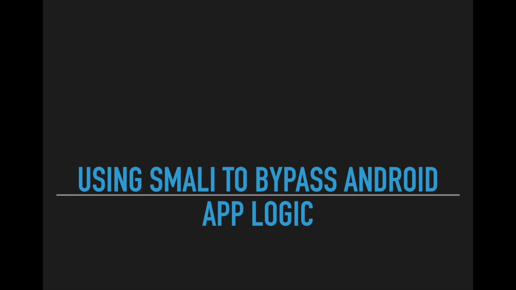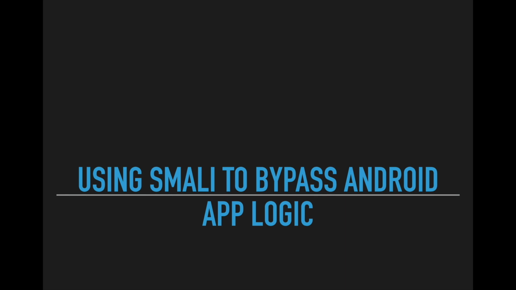Today I am going to explain bypassing Android app logic using Smali code. Here we are going to work around the Smali code to bypass the logic. This can be used to bypass root detection mechanisms, emulator detection mechanisms, or other logic on the app side. For this, I'll be using the Diva app.